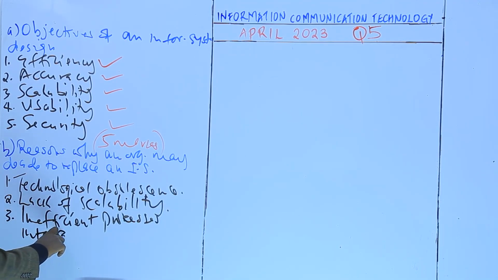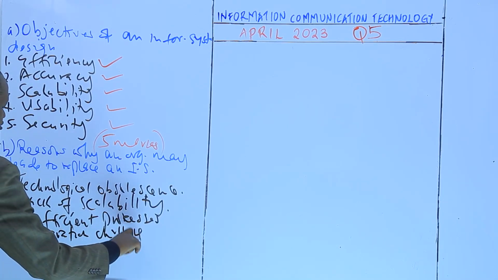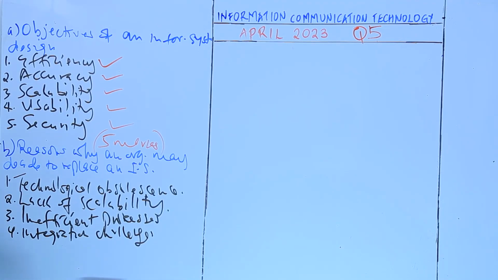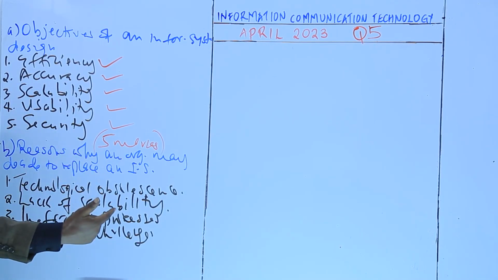Number 4, integration challenges. If the existing technology or information system cannot effectively integrate with the other systems or other applications or other platforms, then it may impede data flow, it may hinder communication, or even create what we call data silos. And a replacement with better integration capabilities may be necessary to improve efficiency and collaboration.